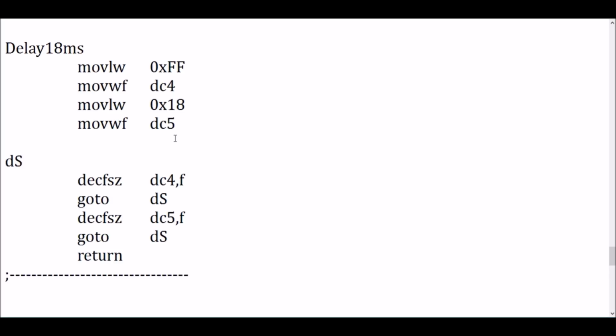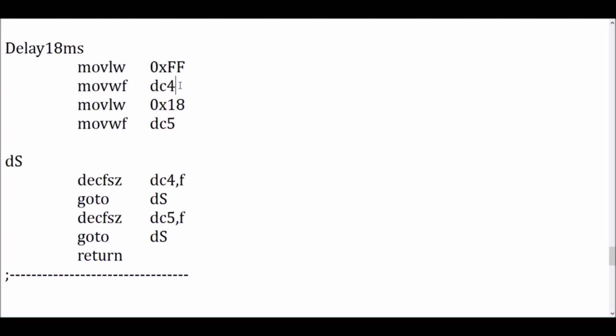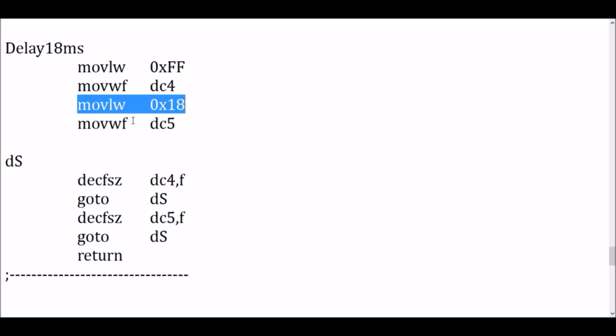Now for the next delay, 18 milliseconds, we put FF to accumulator W. Now FF data is prepared. It will write the contents of the W register, 1111 1111, into the DC4 memory address. So in this line, we put 81 to the W accumulator. 81 data is prepared now. It will write the contents of the W register, 1000 0001, into the DC5 memory address.